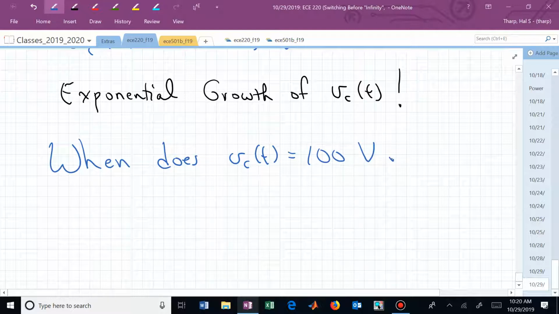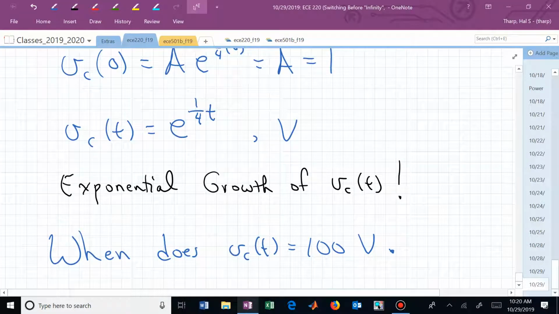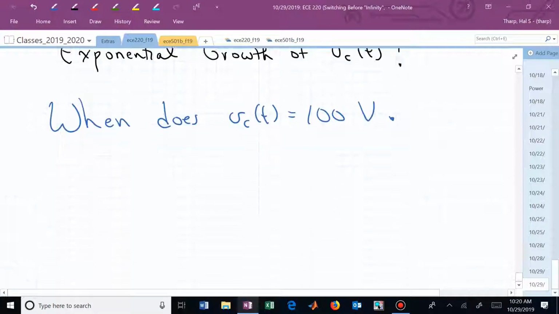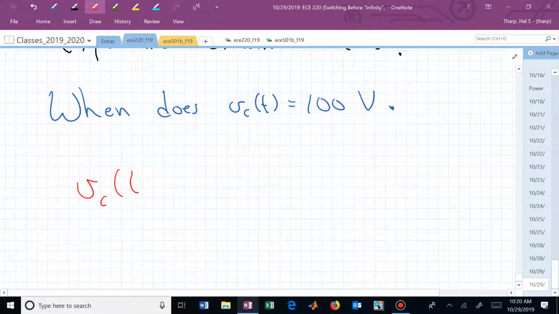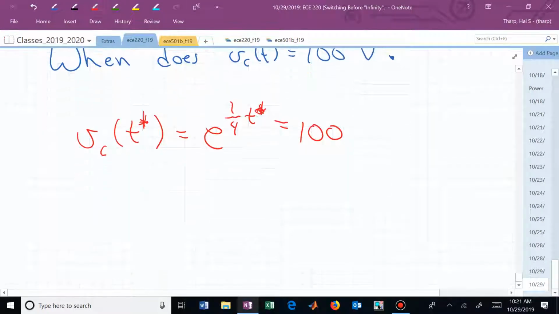It's not going to stop there. It's going to be zipping exponentially through 100 volts based on this expression, e to the 1/4 t. Well, there we can simply evaluate that. We can say V sub c at t, we'll call it t star, is e to the 1/4 t star equaling 100. And you can solve that for t star. Take the natural log of both sides.